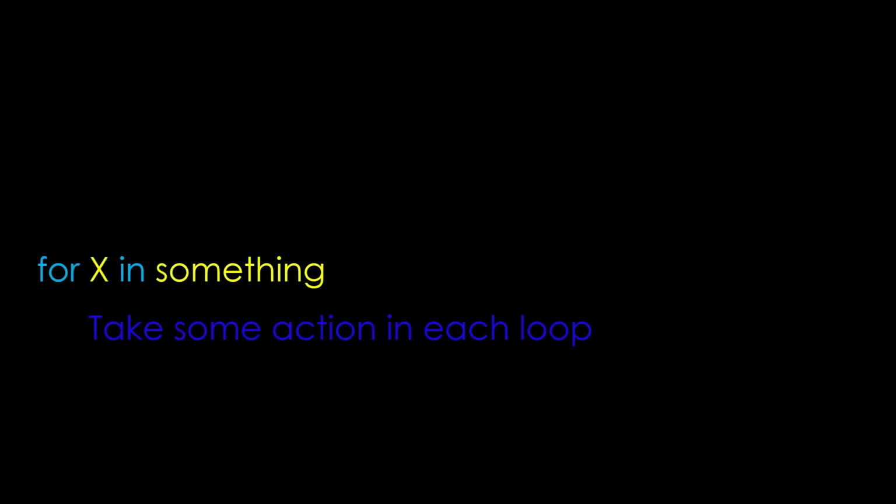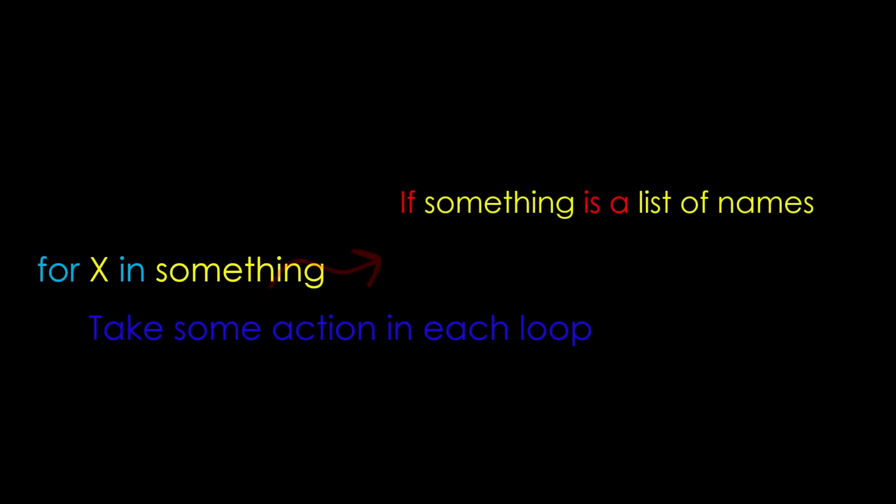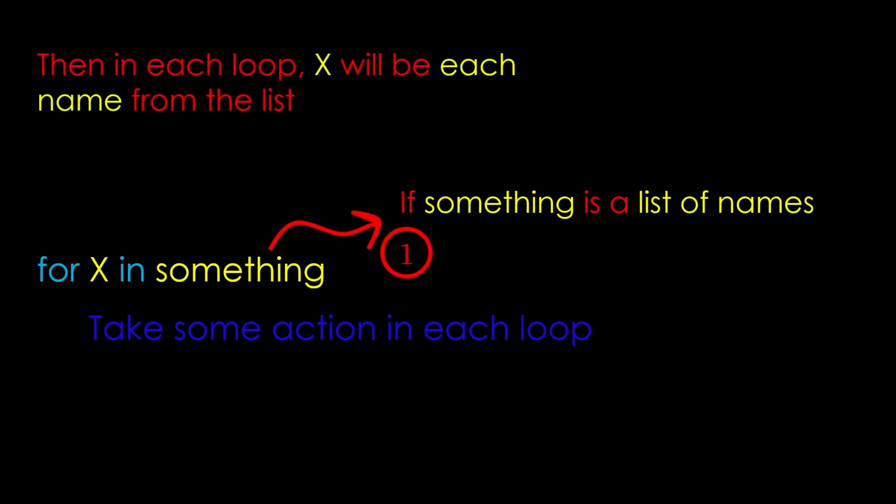In this for in loop format, if something is a list of names, then Python assigns each name to X as it iterates through the loops. We will close today's session. In the next session, we will take a closer look at these loops again.